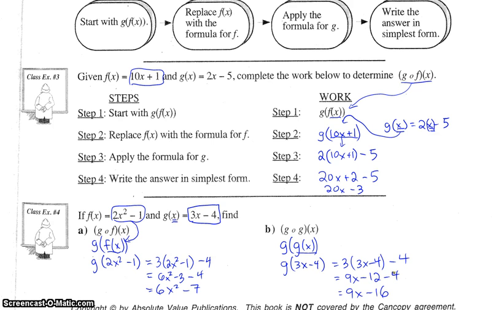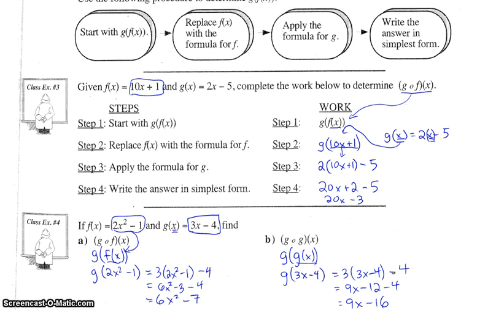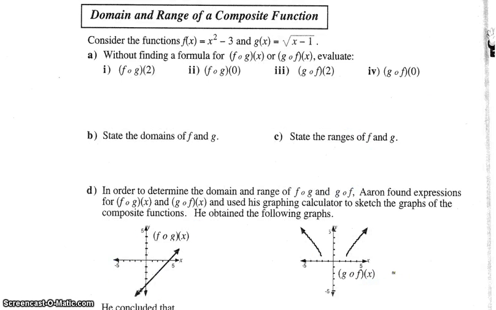Okay, so on this page we're going to look at the domain and range of a composite function, because there's some weird things that happen when we do this. So we're starting with the functions f of x equals x squared minus 3 and g of x equals the root of x minus 1.